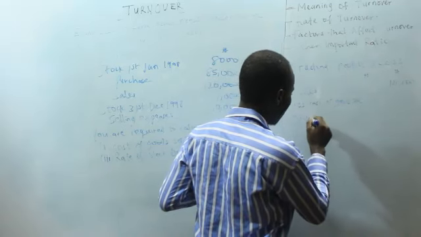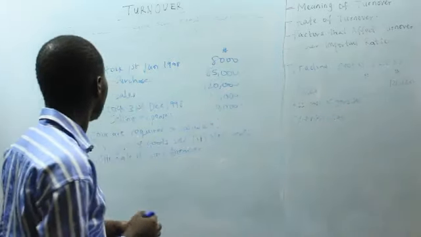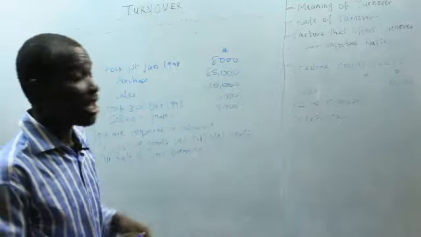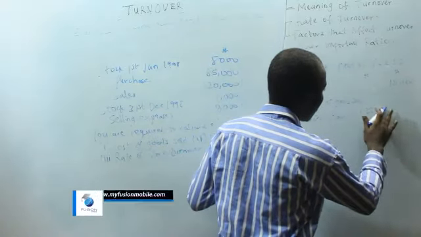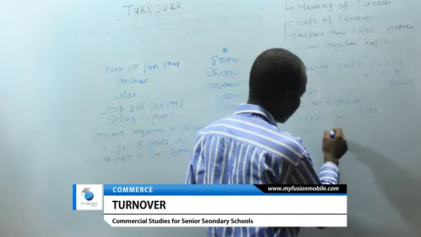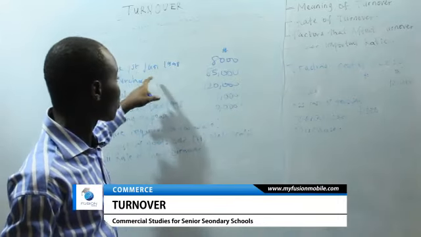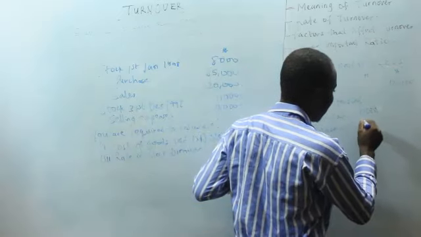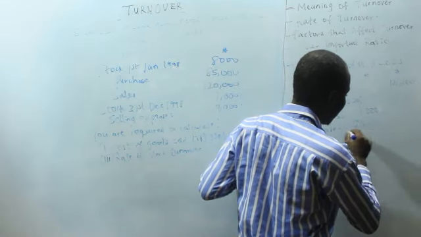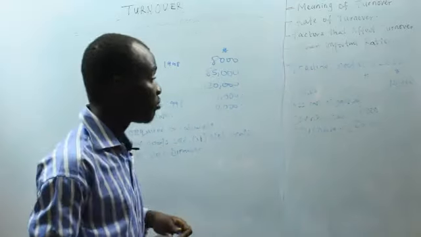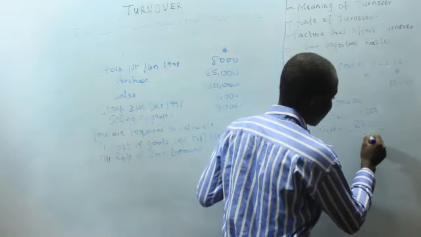We have opening stock in the period. So where is our opening stock in the period? Our opening stock, 1st January 1998, is actually 8,000 naira. So we add purchase in the period to that. Our purchase is 85,000 naira. The goods bought in the period, whether by cash, by bank or on credit, give us the purchase in the period. So we have 93,000 naira.